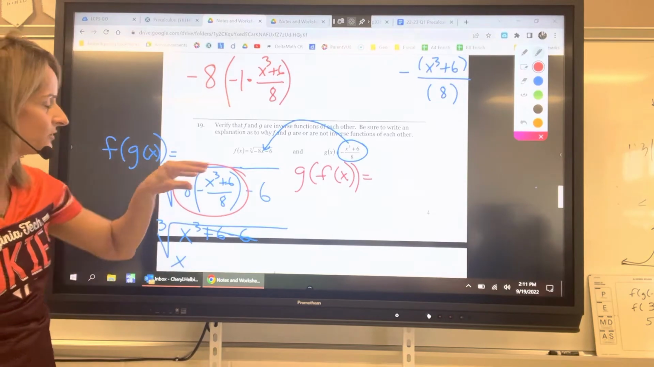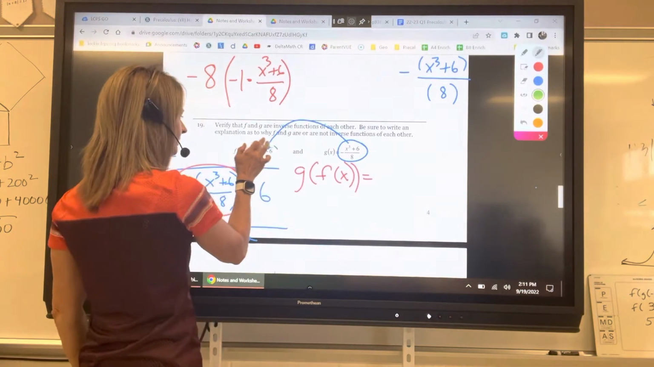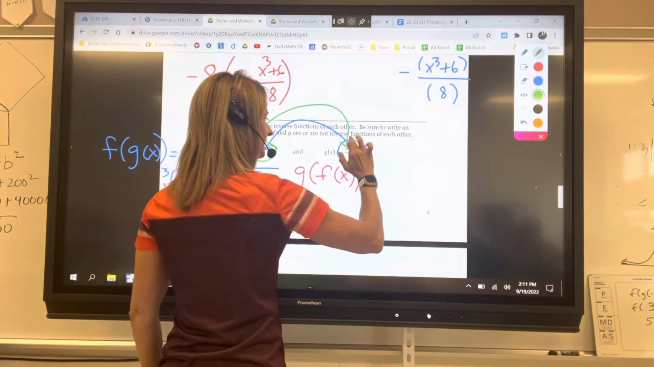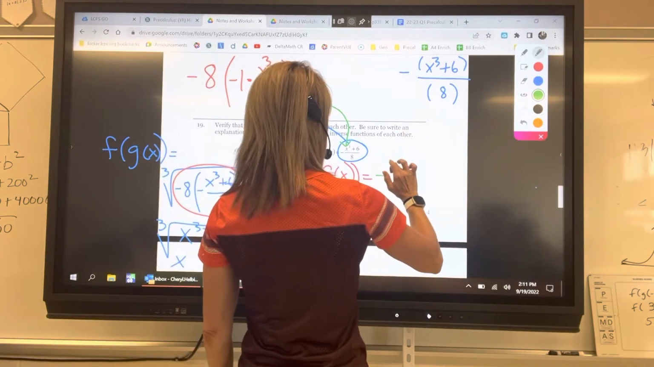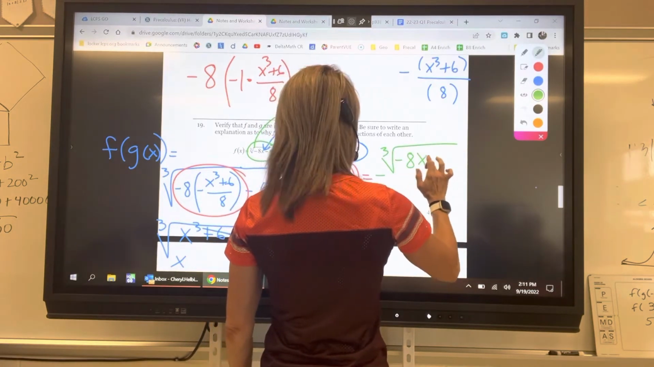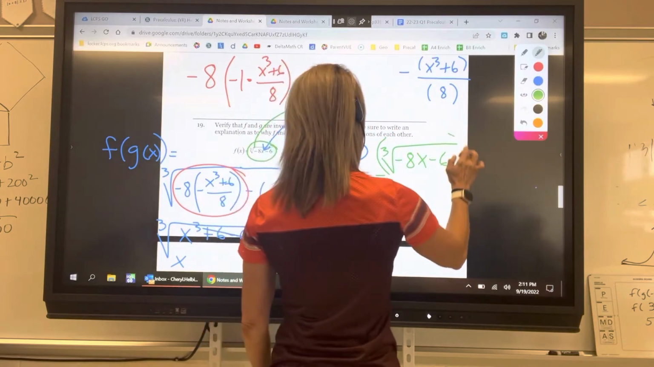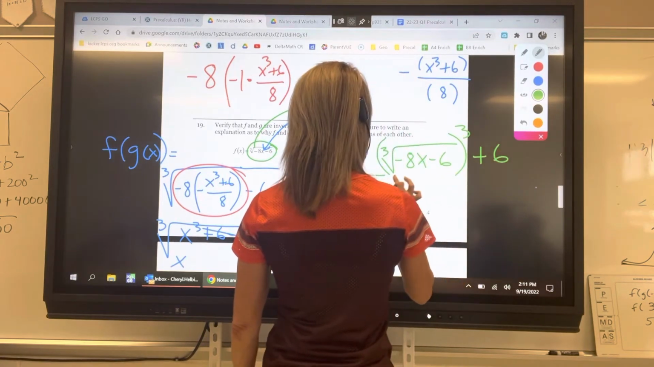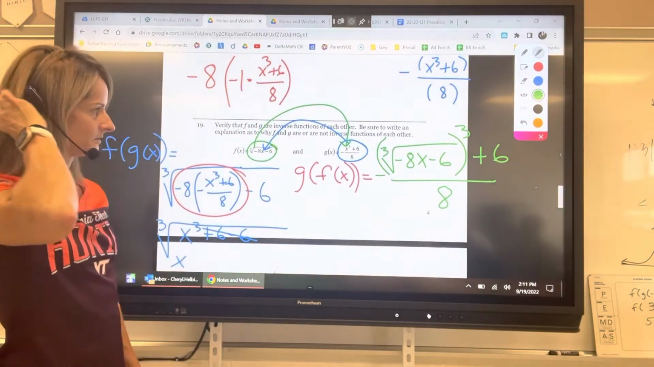Okay, so let's go to g of x. And now in green, this is now our input. We're going to input that in here for x and see what happens. Negative cube root of negative 8x minus 6, and that whole thing is cubed, plus 6 over 8. Did I do that right? You guys are checking my work.